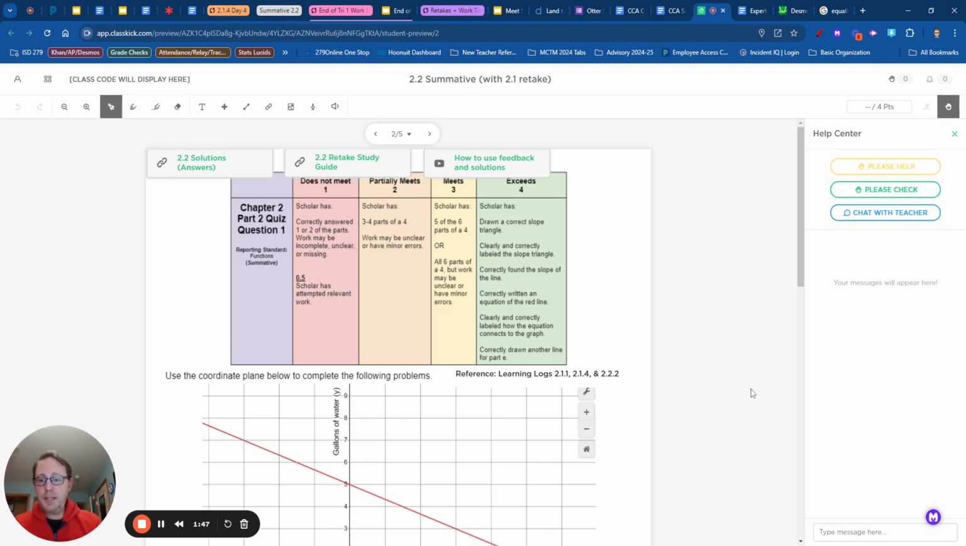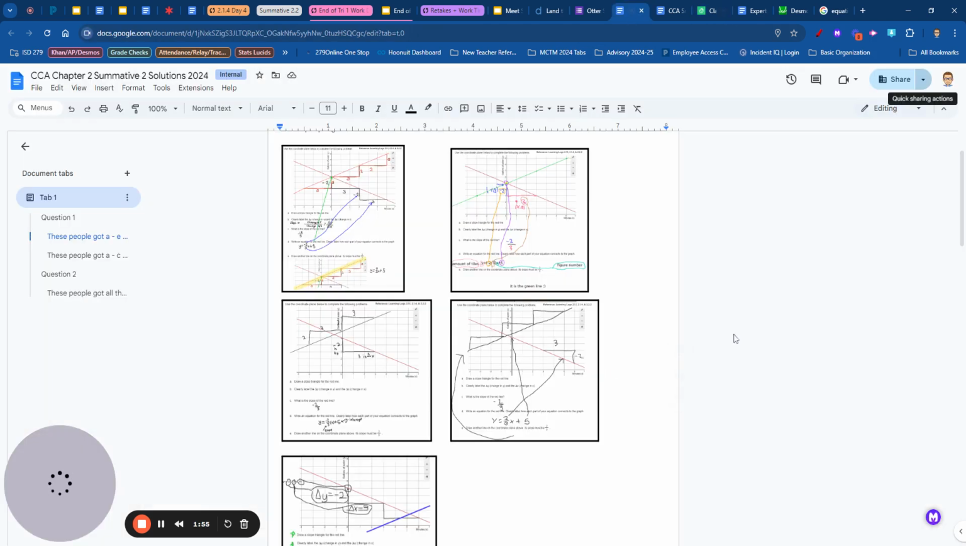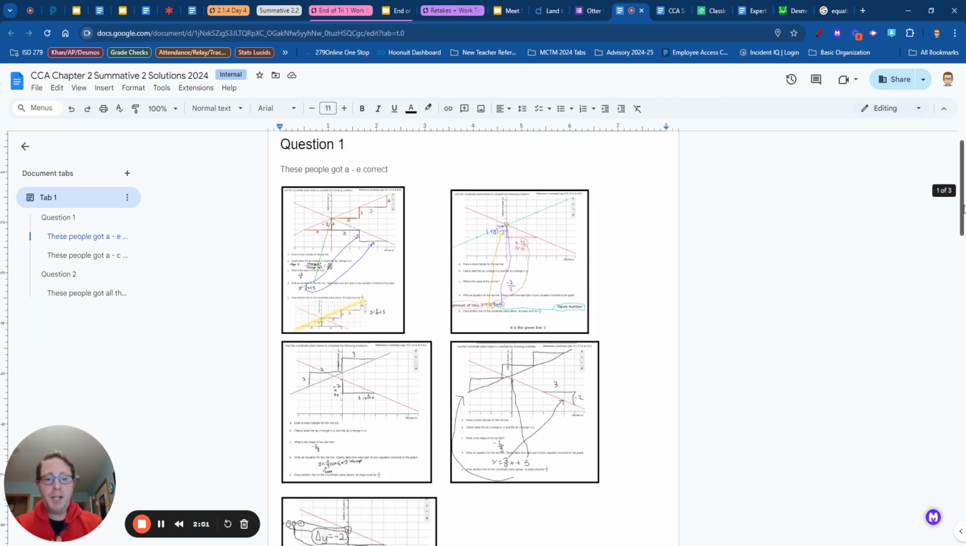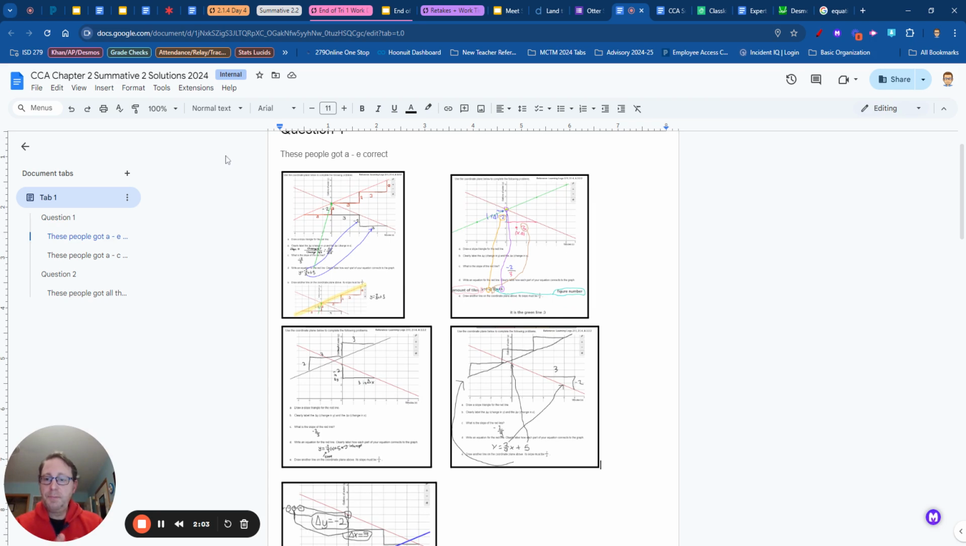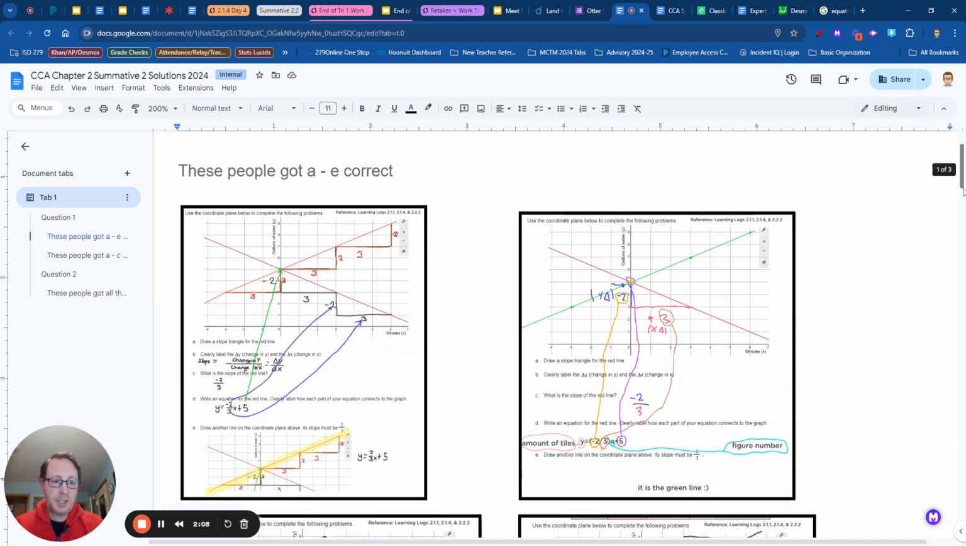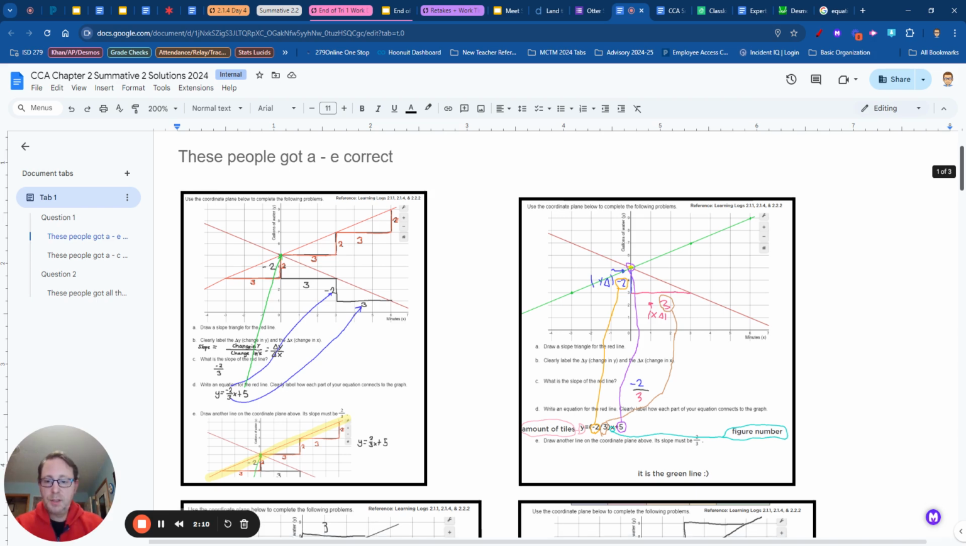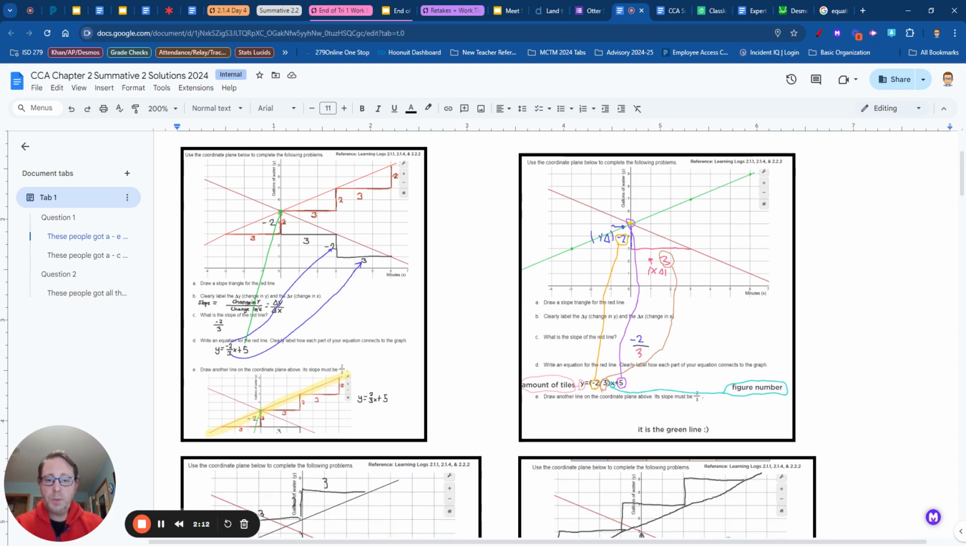The next step is that if you got something wrong, you are going to open these solutions. These are all examples of scholars who got 4s on this. So, for example, on this first problem, if you're like, I don't know what to do, first of all, you're going to have to zoom in. How did I make some mistakes here? So we're going to zoom in and we're going to look at these people's work.